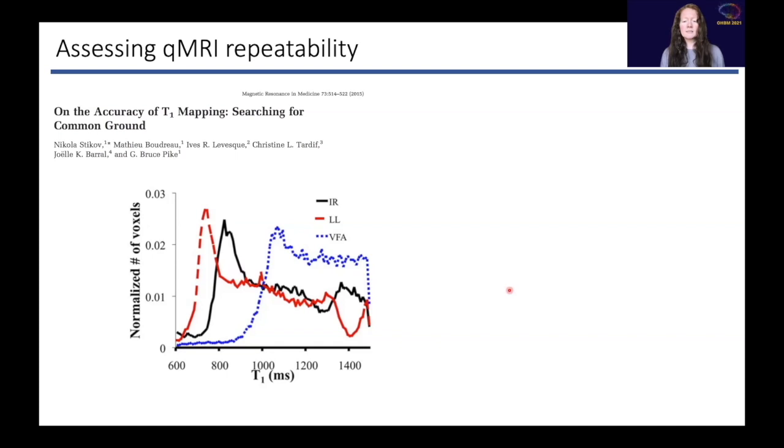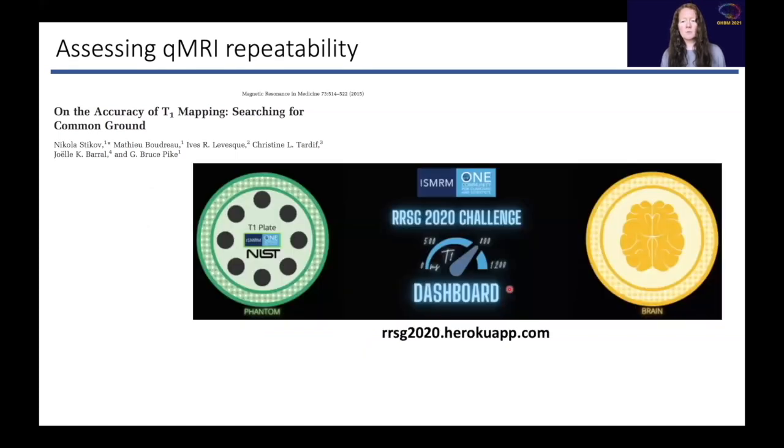So more recently, these co-authors worked with the ISMRM Reproducible Research Study Group and conducted a T1 mapping challenge using both the system phantom that I showed you and in vivo data. And they have a great dashboard presenting their results. So I'd encourage you to go look at the differences that they've found when you try to implement T1 measurement across sites without being able to carefully control the protocol.